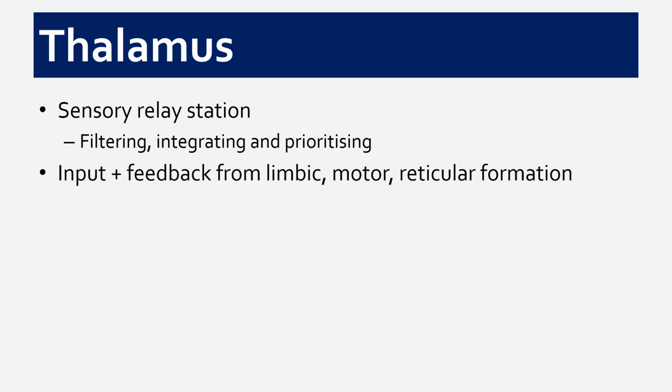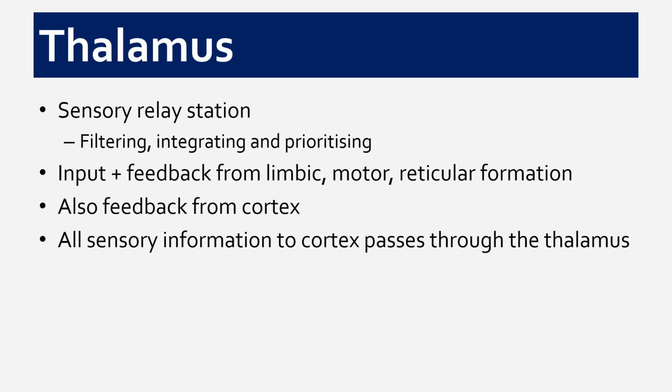It gets input and feedback from the limbic system, the emotional regulation system, the motor system, and the reticular formation. And there is also a two-way exchange of information from the cortex itself in order to decide what information to let through and what information not to let through. Pretty much all sensory information that ends up in the cortex has to go through the thalamus, with one exception, more or less, which is olfaction.